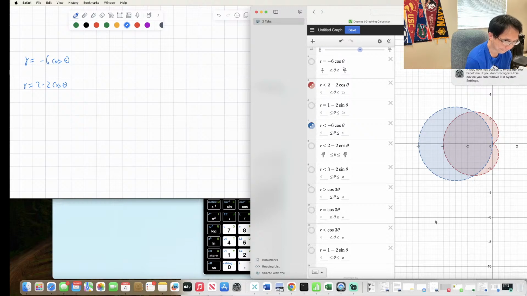Should we find out where they're equal? I got -1/2. I think you find where they intersect.